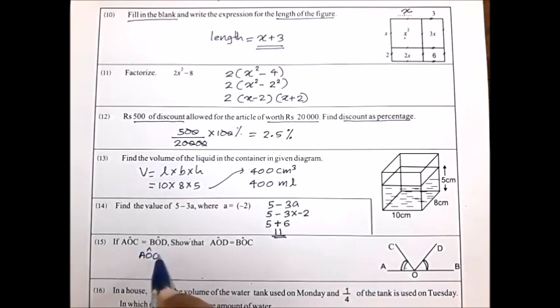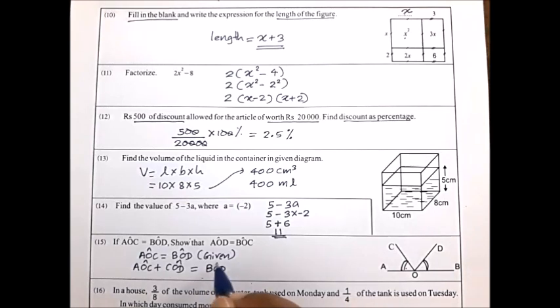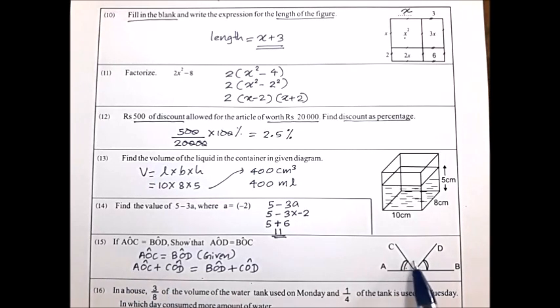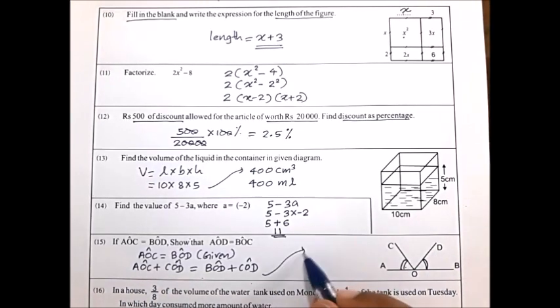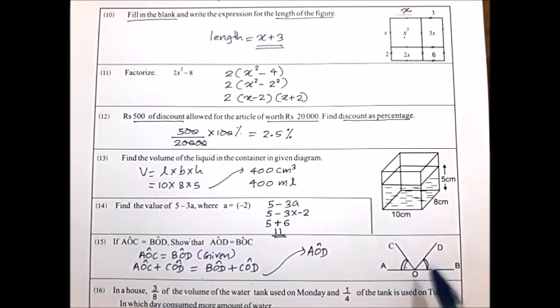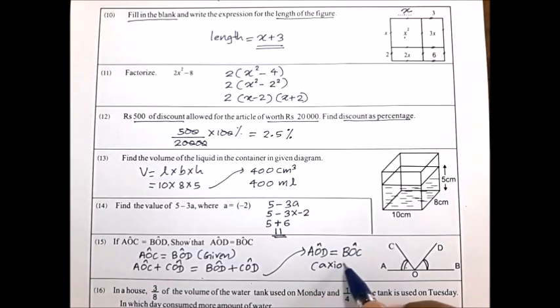Question says AOC equals BOD. It is given. These two angles are equal. I am going to add this middle one to both sides of this equation. AOC plus COD and BOD plus COD. What is the value here? AOC plus COD is AOD. When you add BOD and COD, the sum of these two angles is BOC. This is axiom 2.